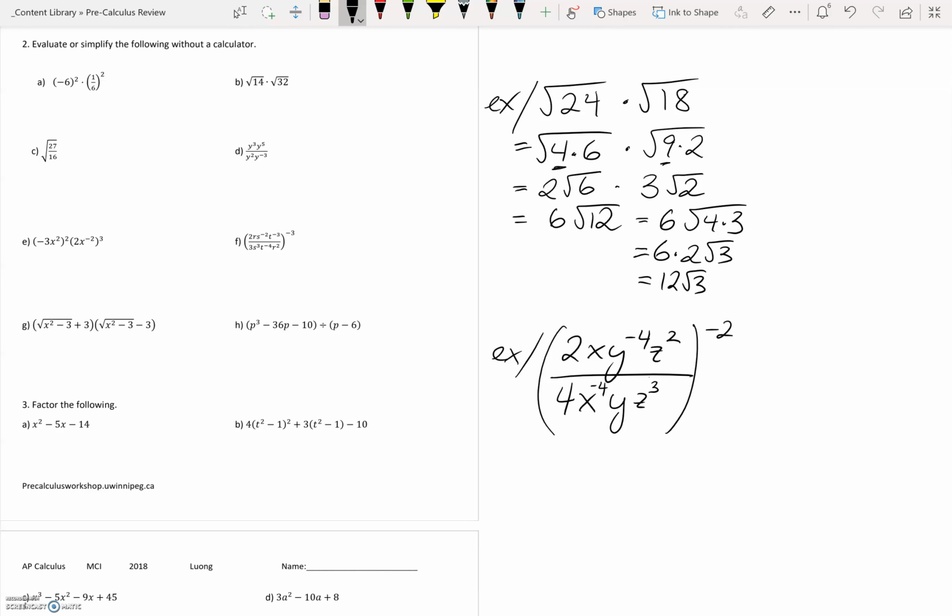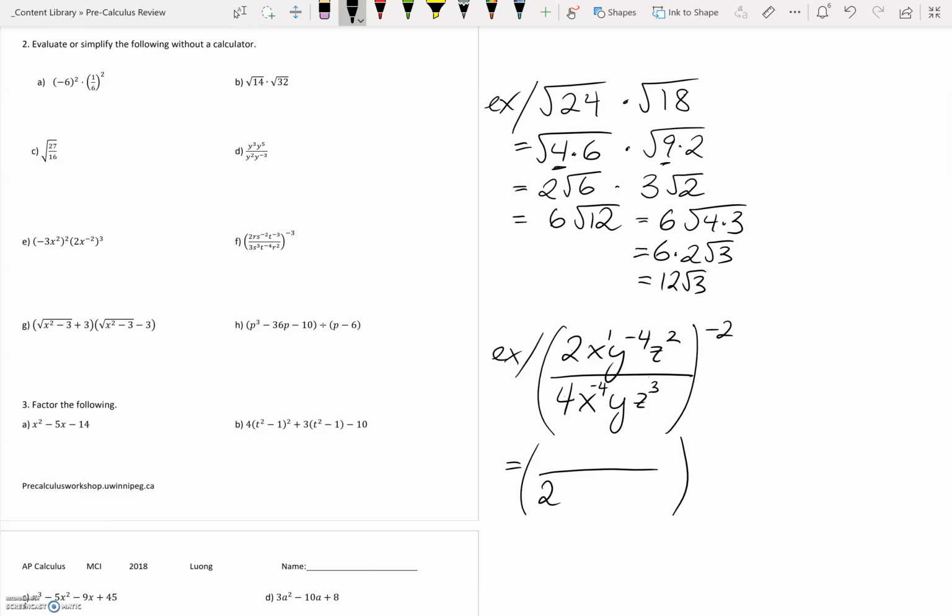So what we can do is, I think I would rather just focus on the inside to simplify it first. So know that 2 over 4, that's the same thing as saying 1/2. So I could just leave 2 in my denominator. This x divided by x to the -4. Because we're dividing, there's an invisible 1 there.